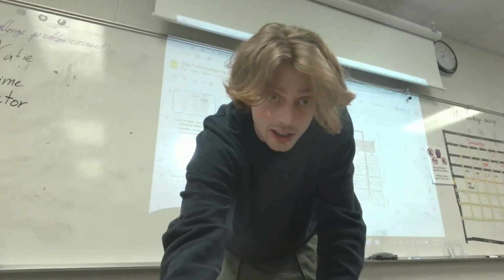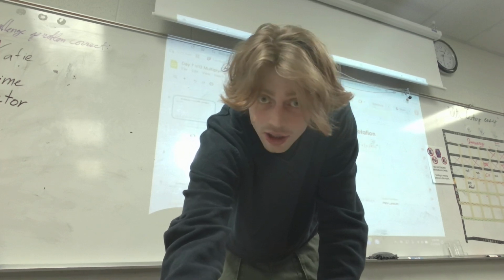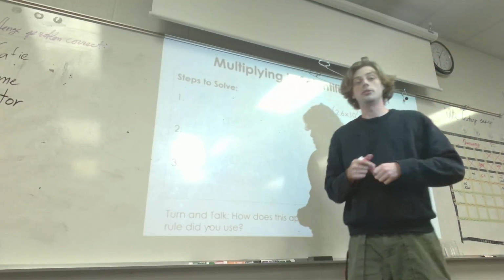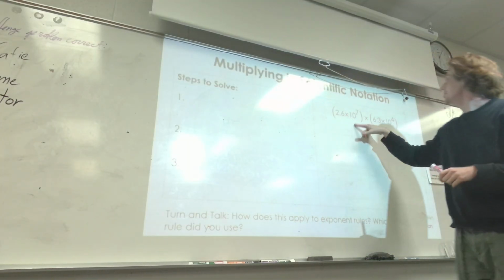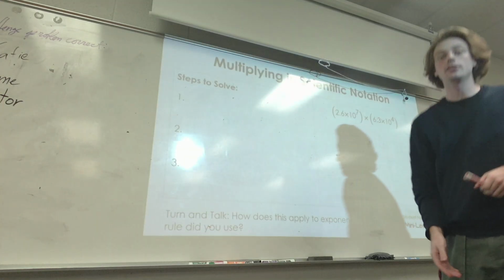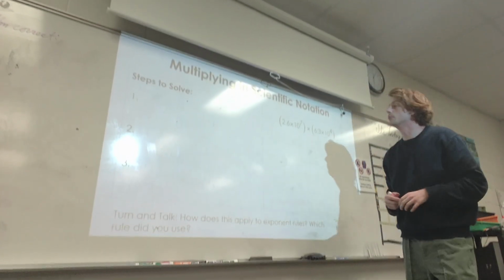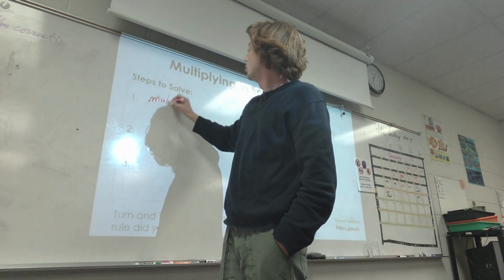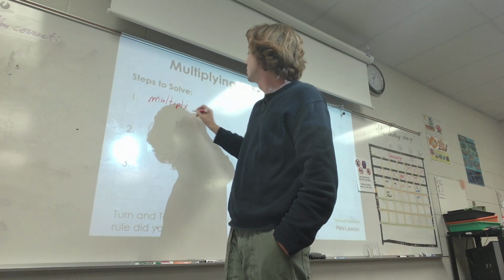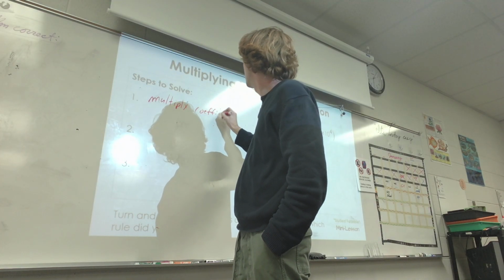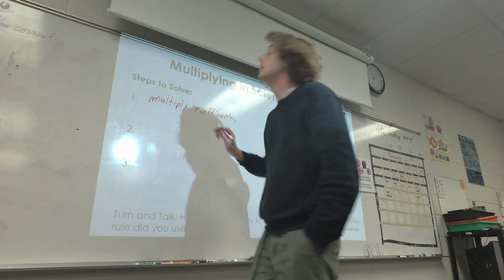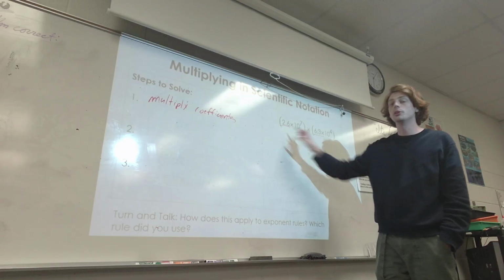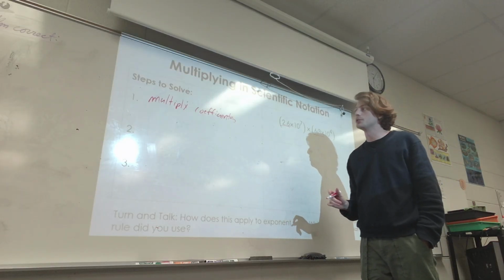Starting with multiplying in scientific notation, we are going through three steps to solve, right? So we have these two numbers, 2.6 times 10 to the 7th, and 6.3 times 10 to the 4th. First thing we do, step one, is multiply coefficients. Here, coefficient is just referring to the decimal you put before the tens. So this 2.6 and this 6.3, those are the coefficients.